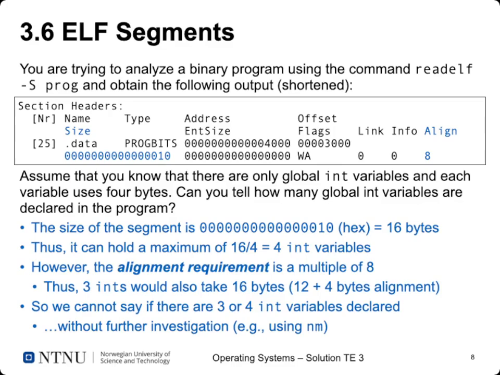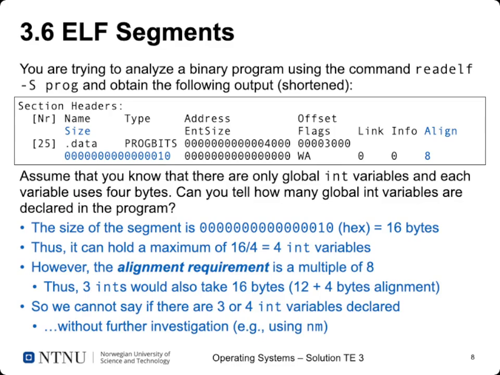So essentially, what could happen is that the data section also only contains 3 integer variables. So you can't really tell if it's 3 or 4. But it's not 2, because 2 variables would fit in 8 bytes. So then we'd have a data section that would only be 8 bytes in size.